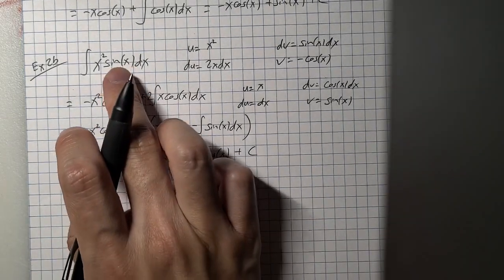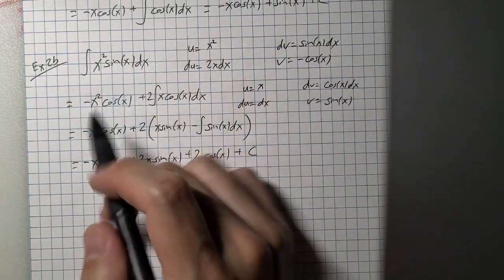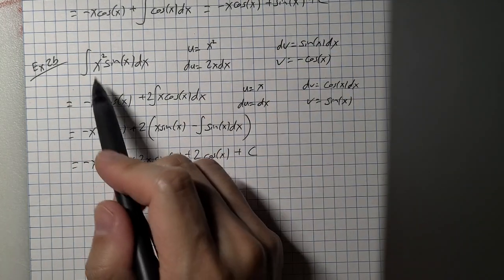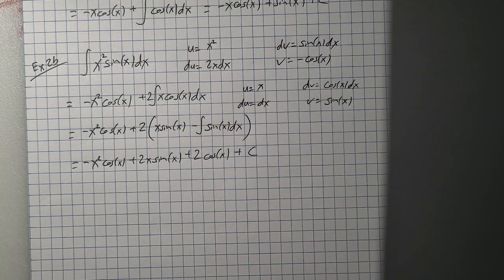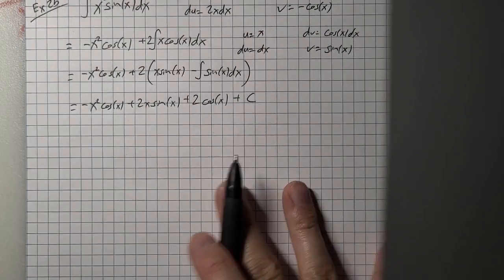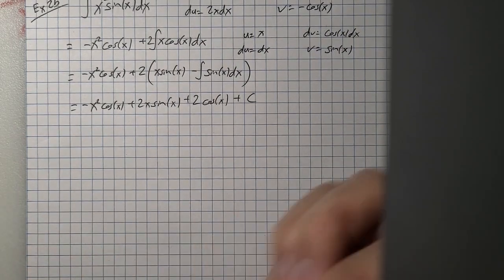So if you have x to the third power, x cubed sine x, you need to do integration by parts 3 times. So you can see that if this power of x gets bigger and bigger, you have to do integration by parts that many more times, okay? So there's a quicker way to do this. We call it the tabular method.